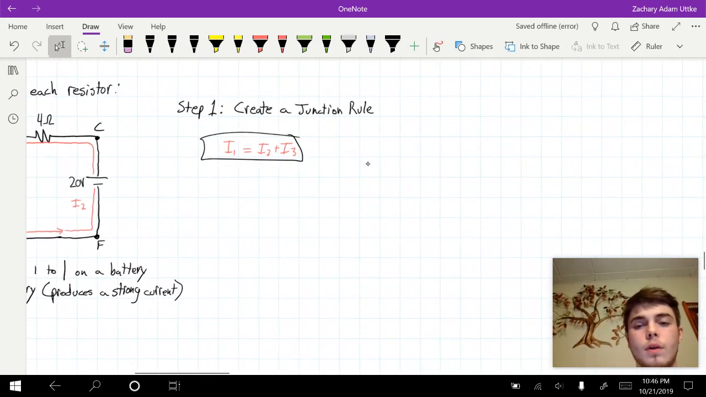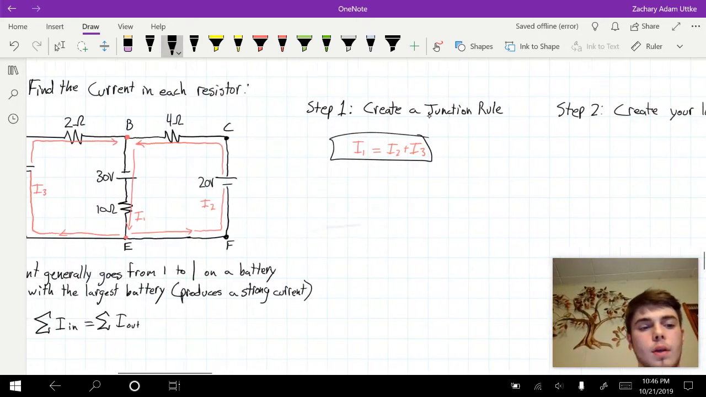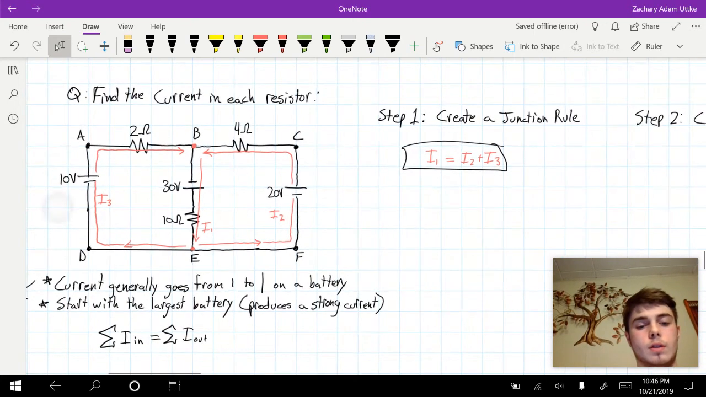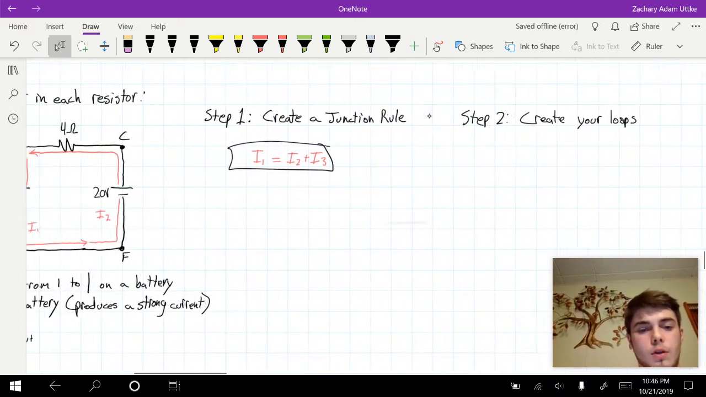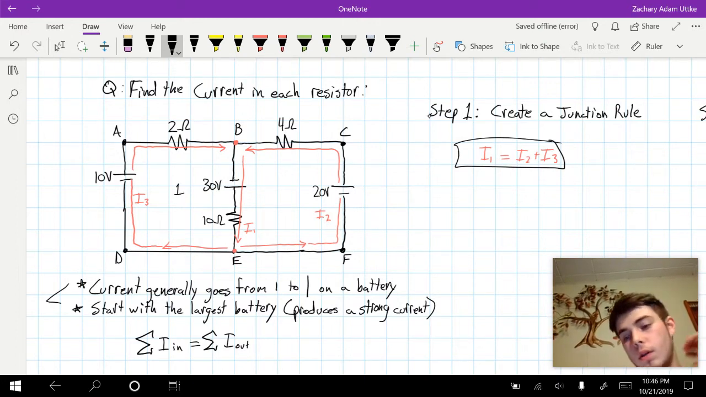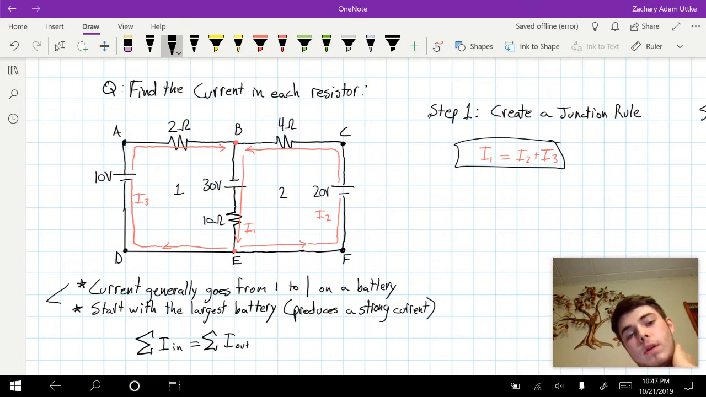Okay, and let's move on to what I would start with for step 2, which is create your loops. Okay, and what I did is I labeled each corner and each junction of this circuit a different letter. That way it makes it easy to see which direction your loop is and what the loop actually is. So for this circuit right here, you have this left side, A, B, E, D, which could be one loop. And this right side, B, C, F, E, could be another loop.